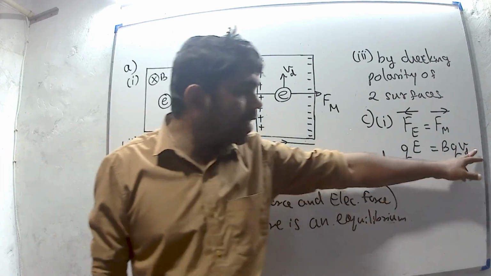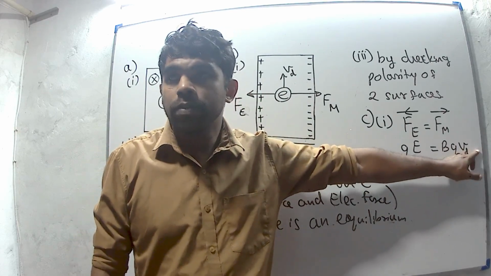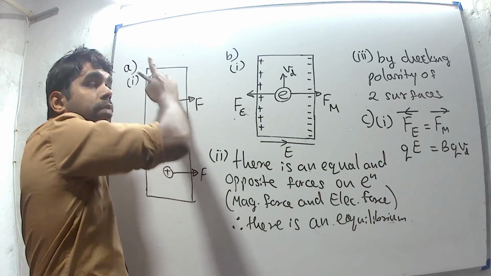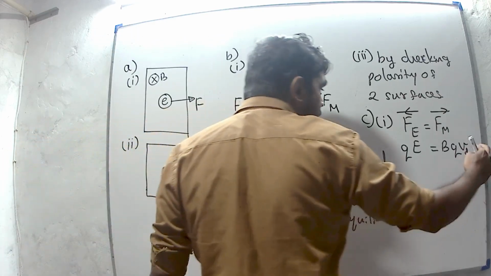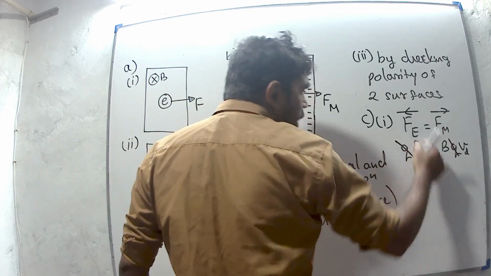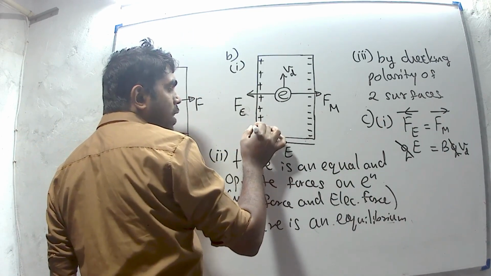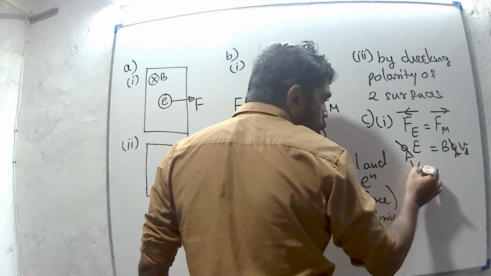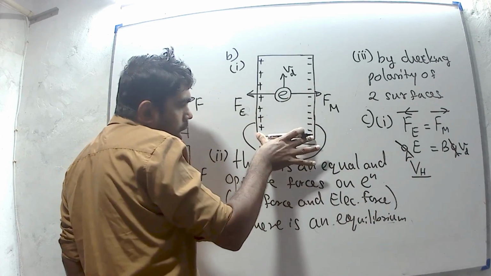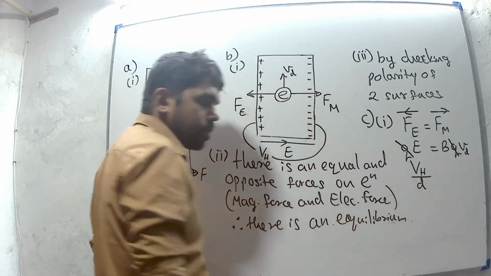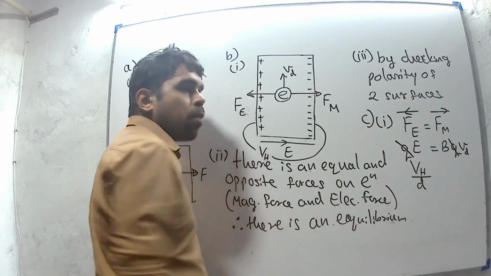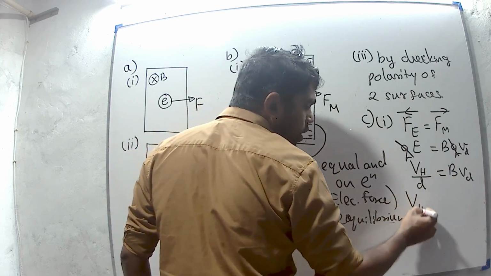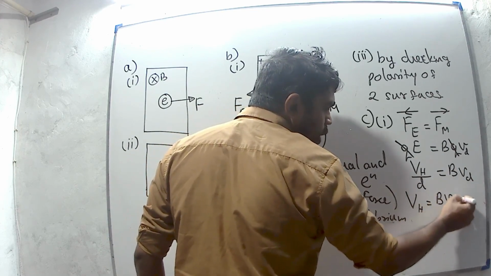But we know that there is a BQVd sin theta term for magnetic force, but the magnetic field is perpendicular to the current. Therefore, theta is 90, and sin 90 is 1. We can cancel out Q and Q. Then we can write the electric field. If the voltage drop between these two surfaces is VH, the electric field is hole voltage divided by distance D, VH over D. We know that electric field intensity is potential gradient, which equals B Vd. Then we can write the hole voltage VH is B Vd into D.